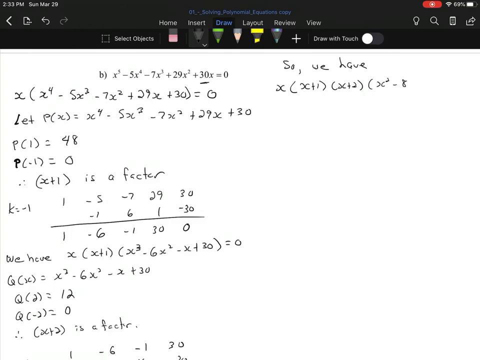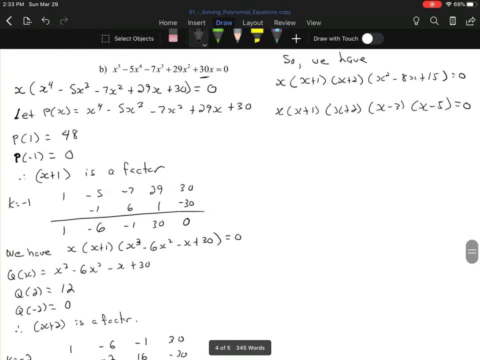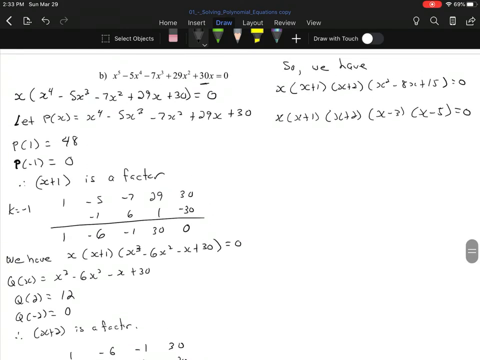And so what I get as my other factor was x squared minus 8x plus 15, which I can factor as x minus 3, x minus 5. See, once I get down to degree 2 factors, I just use my old methods. Two things that multiply to 15 and add to -8.